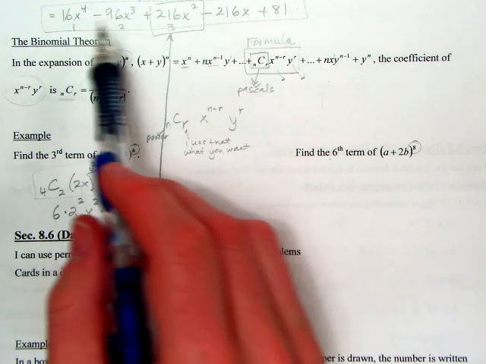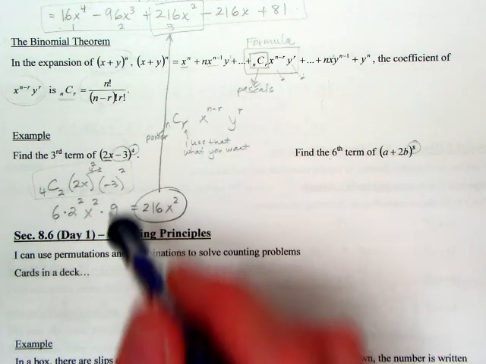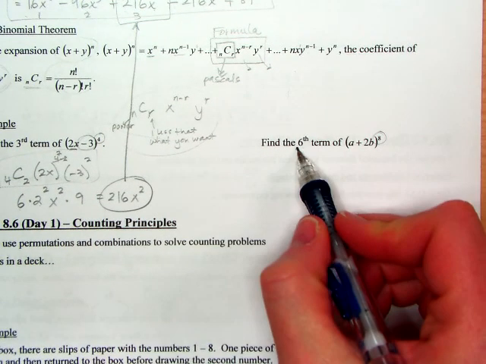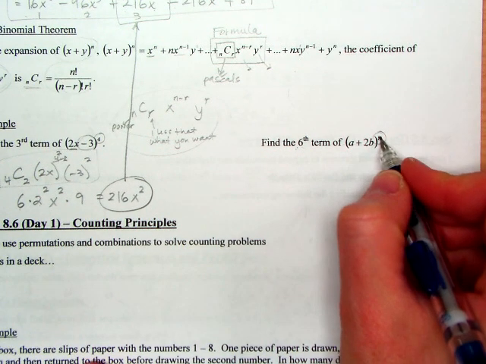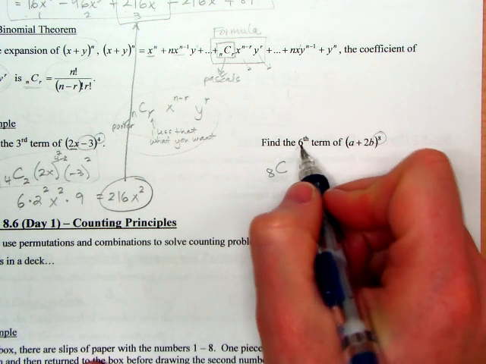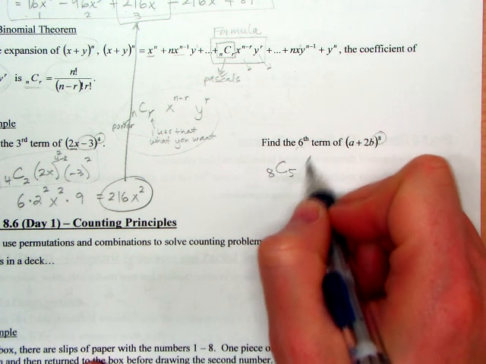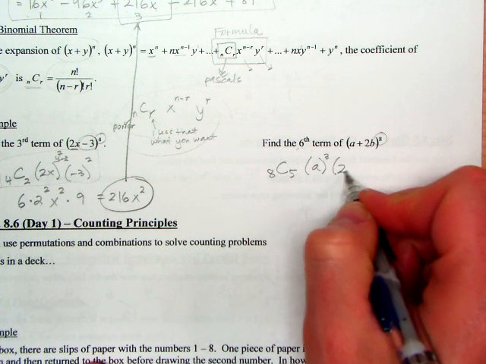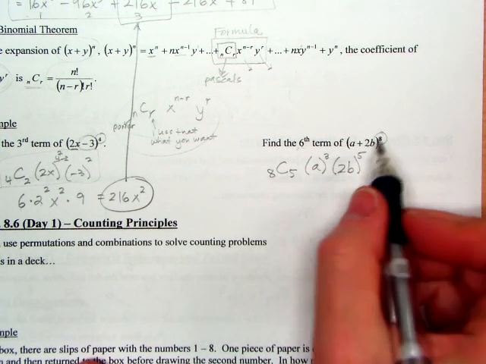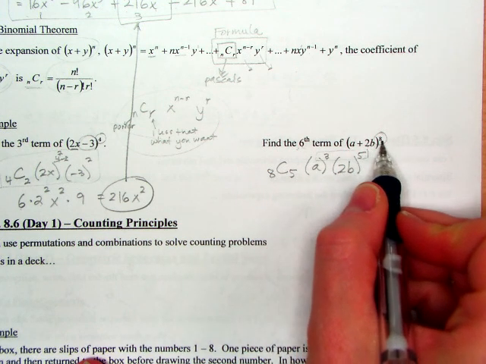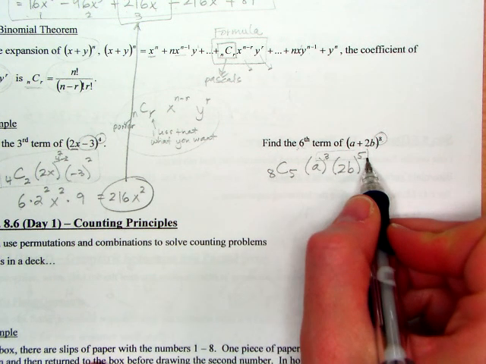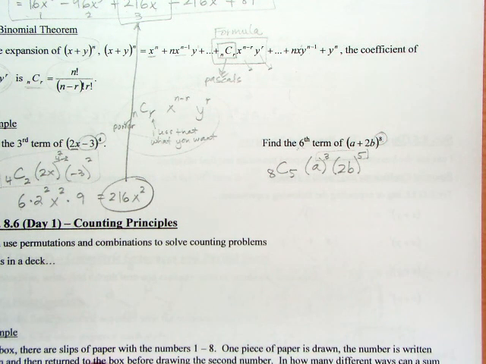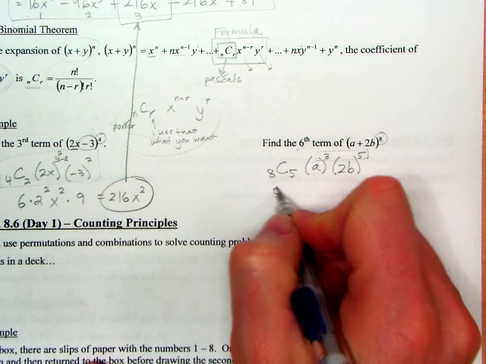So I don't need to do out all of the terms in order to find just one of them. I can use this formula right here to figure it out. So let's do the next one. Sixth term of a plus 2b to the 8th. So I've got an 8C, 1 less, 5, a to the 8 minus 5, and 2b to the 5th. Just a reminder, these two powers have to add up to that guy right there. So if I've got a 3 here, I've got to make sure I have a 5 matching to get me to the 8. So just simplifying, I've got an 8C5, which is 56.